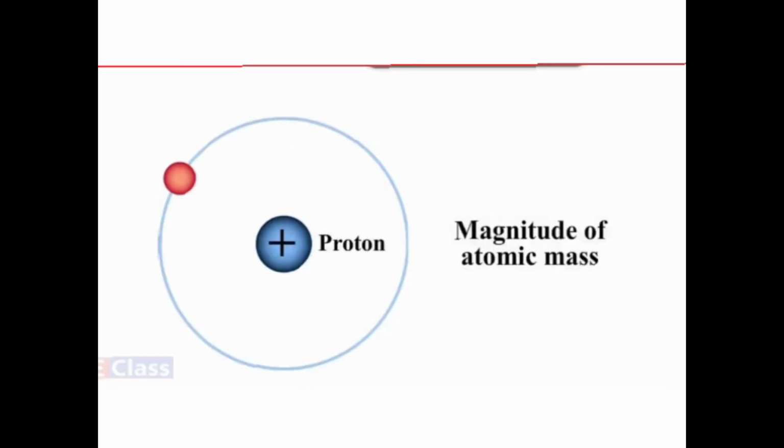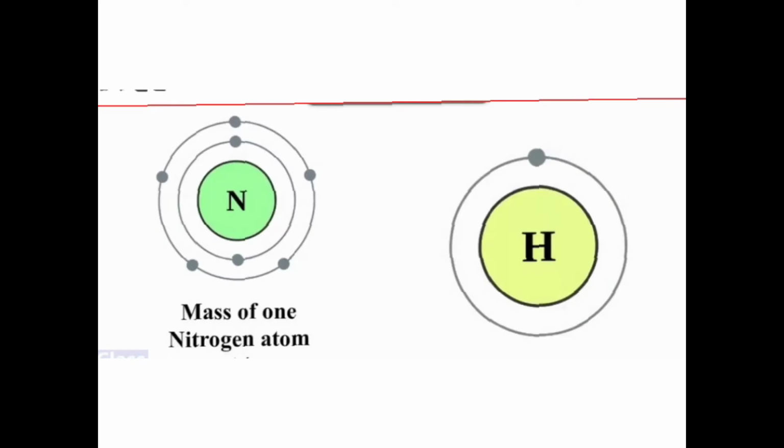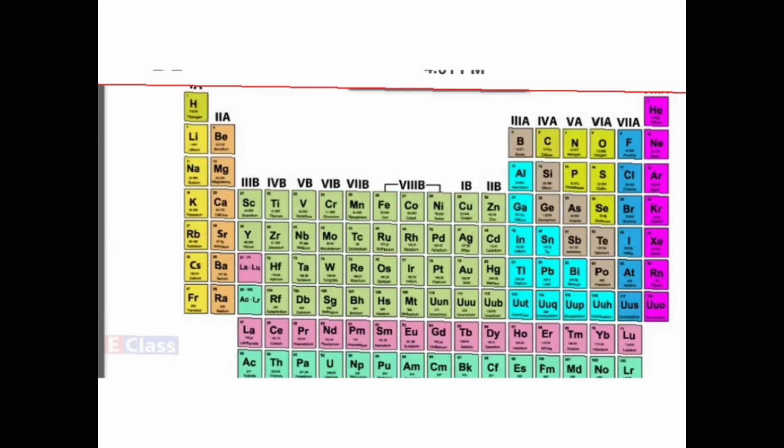And then we had discussed nitrogen also. Nitrogen has atomic number 7, so 7 electrons and 7 protons. Moreover, it has 7 neutrons also. So 7 protons plus 7 neutrons, 7 plus 7, 14. So the atomic mass of the nitrogen atom is 14.